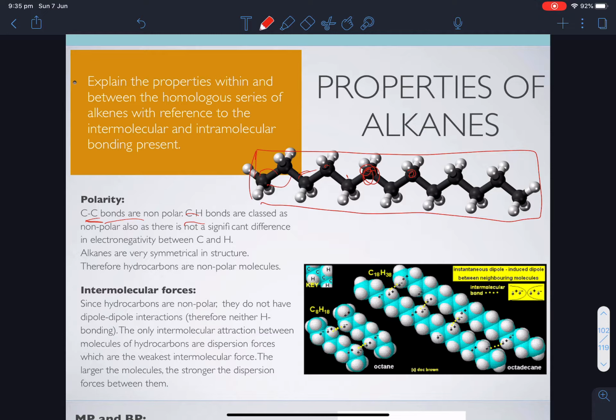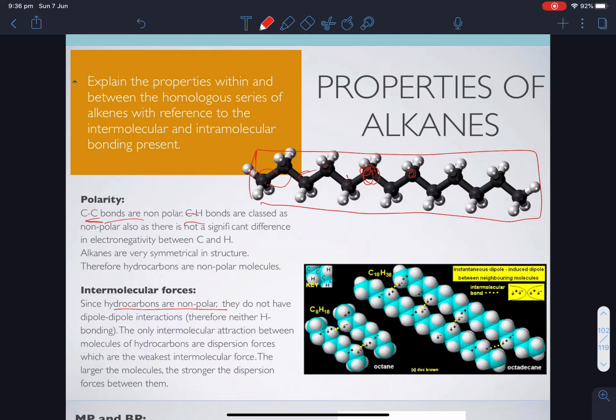Okay? So let's start to talk about the intermolecular forces between two alkanes then. Since the hydrocarbons are not polar, they can't have dipole-dipole interactions, and therefore not the stronger version, which is called hydrogen bonding. And there's no ions there, so there's no ion-dipole and all that kind of stuff. The only intermolecular attraction between two hydrocarbons is dispersion forces.